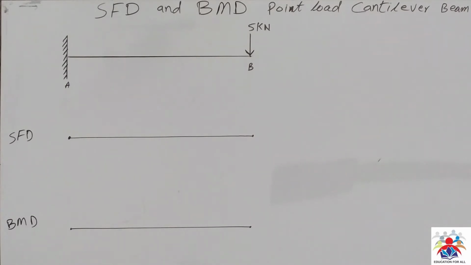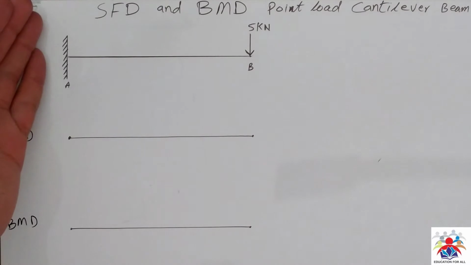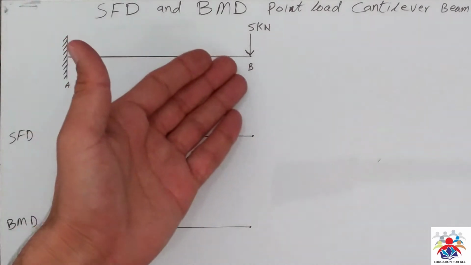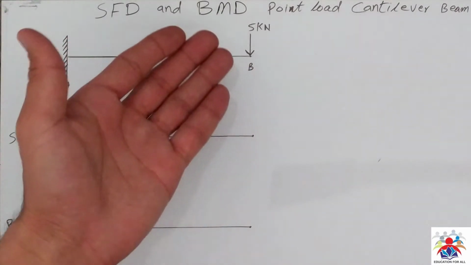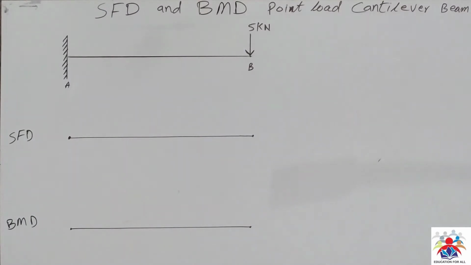In this video, I am going to explain how to draw shear force and bending moment diagram of a cantilever beam, which has one point load acting downwards. Cantilever beam is a beam which has one end fixed and the other end free. As you can see, we have only one support at point A. At point B, we have no support, but we have a load which is acting downwards.